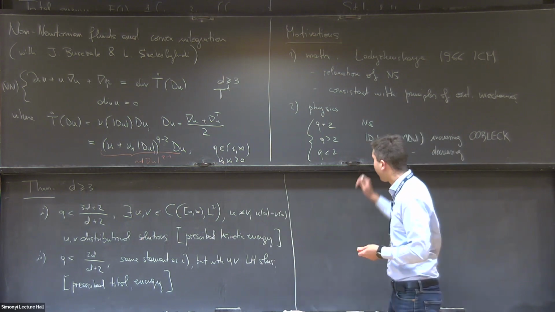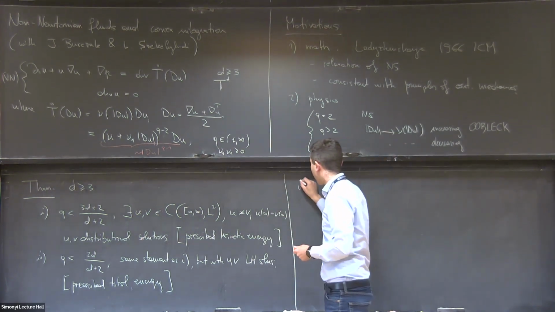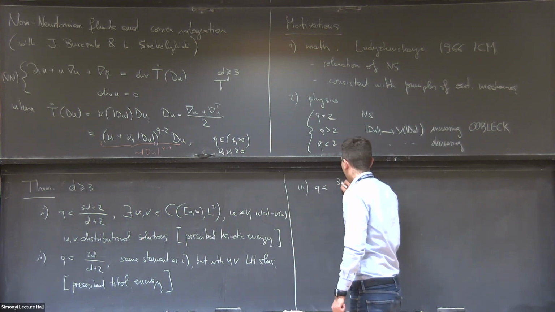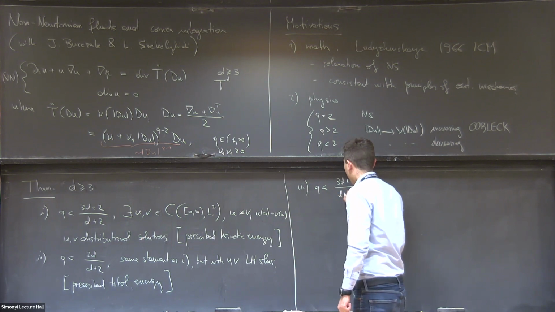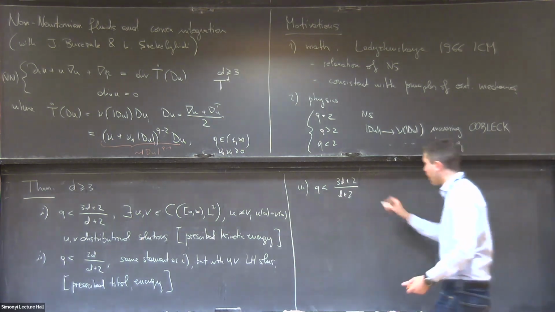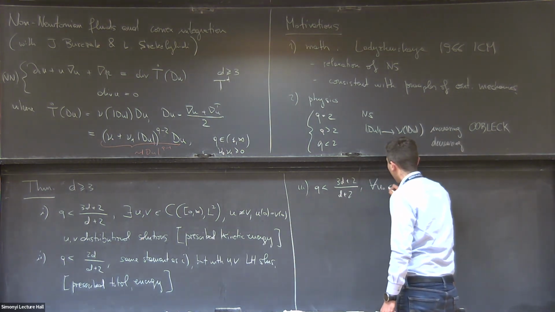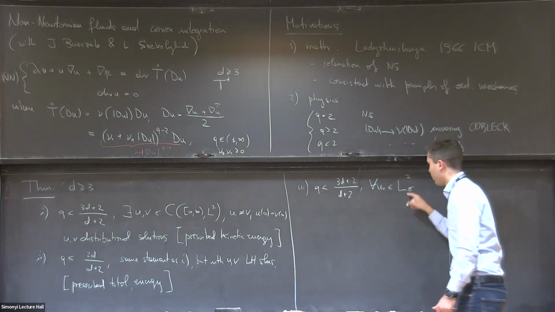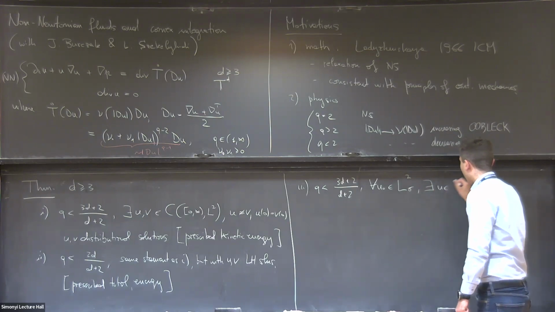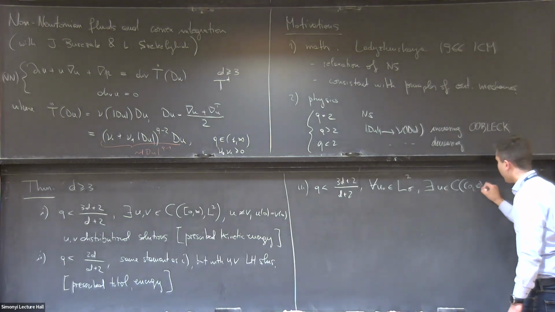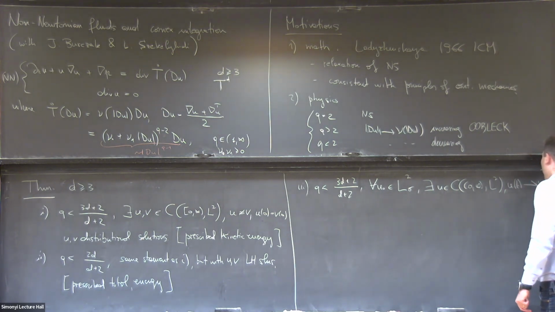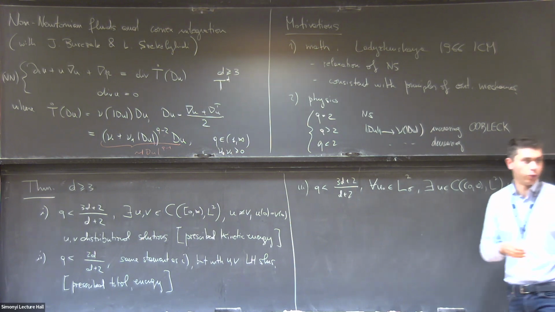Then finally, we have a third part, which is actually an existence statement. Again, in the regime below the scaling exponent, (3d+2)/(d+2), what we can prove is that for any initial datum in L2, divergence free, there exists a map u, continuous on the open time interval with values in L2, converging weakly in L2 to the initial datum, and which is a distributional solution to the equation.